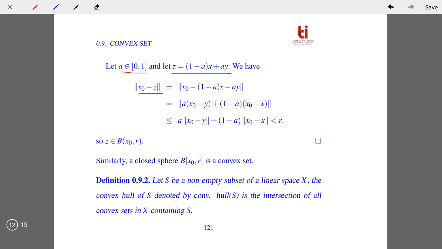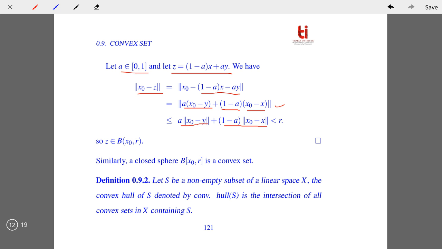So we have the norm of x0 minus z. Substitute the value of z now, which is (1 minus a) times x plus a times y. So we get the norm of x0 minus (1 minus a)x minus ay. So rearranging the terms, this is equal to the norm of a times (x0 minus y) plus (1 minus a) times (x0 minus x). So apply the triangle inequality of the norm here. So we get this is less than or equal to a times the norm of x0 minus y plus (1 minus a) times the norm of x0 minus x.